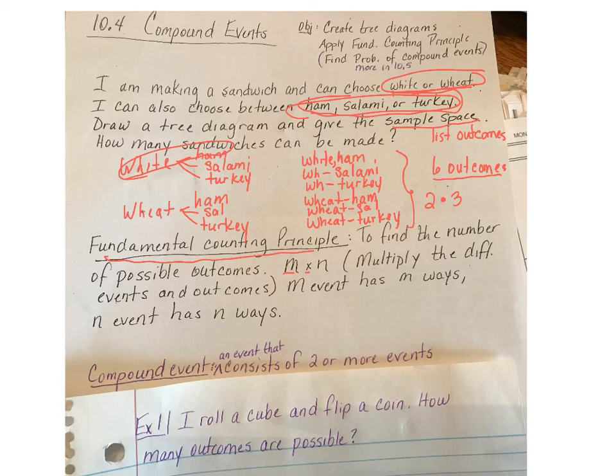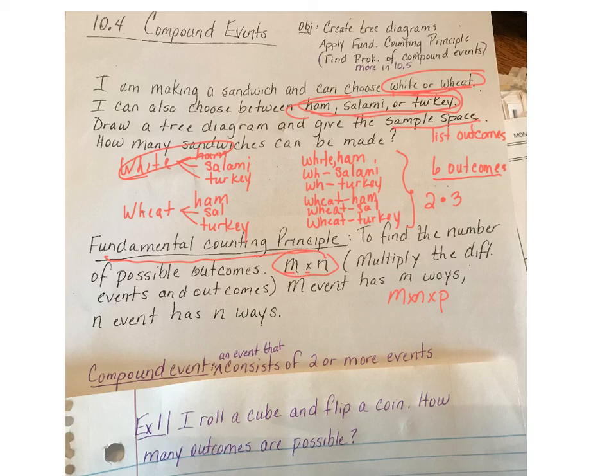A compound event is an event that consists of 2 or more events. So this could also be 3 events. Let's say we had 3 events taking place for the one above it. If I had 2 breads, 3 lunch meats, and let's say I could choose mayonnaise or mustard, that would be 3 events. So I would take m times n times p. P would be the mayonnaise or mustard.